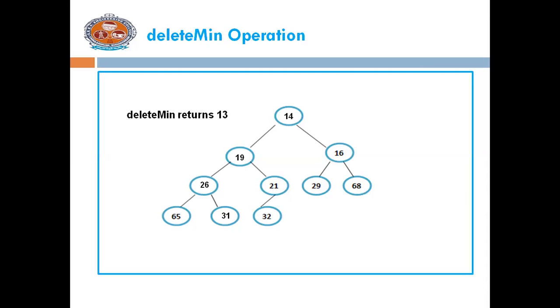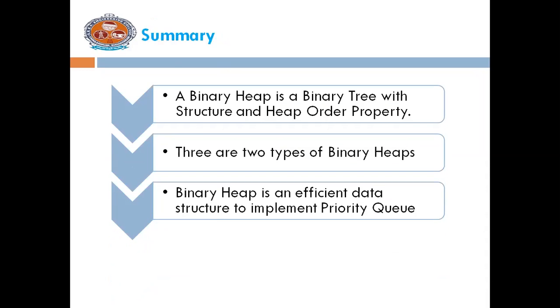The same is true for a binary max heap. In a binary max heap, the root holds the maximum element. So deleting the root would violate the heap order property, then readjust the tree. Next, a summary. A binary heap is a binary tree with a structure and heap order property. There are two types of binary heaps, max binary heap and min binary heap.